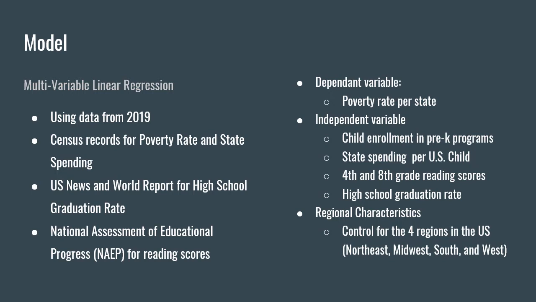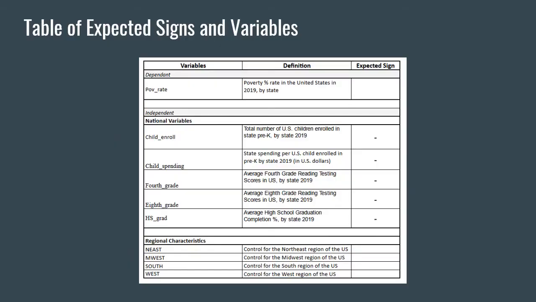Now we want to see if this is consistent across the country. So we did control for regional characteristics, splitting the country up into 4 regions: Northeast, Midwest, South, and West. So here's the table of expected signs and variables.